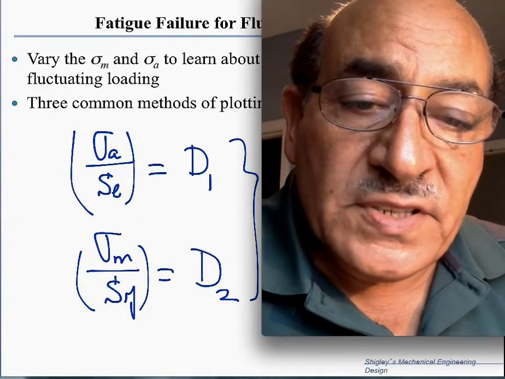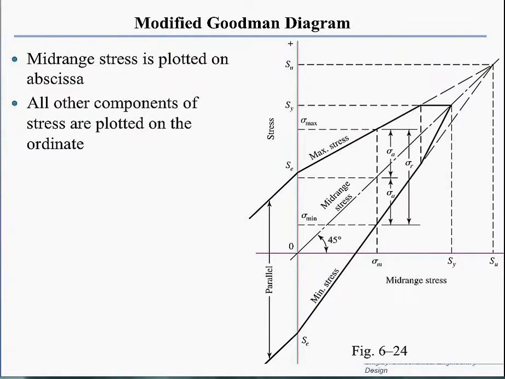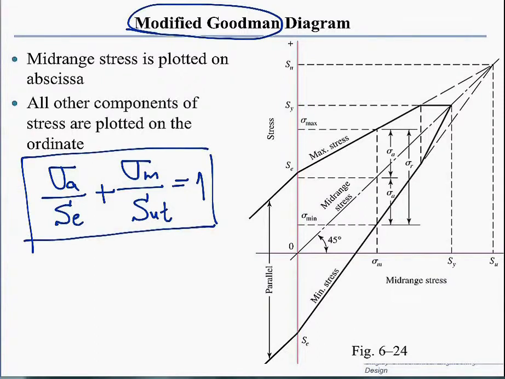So let's first look at the first method in this approach. The first method that we'll discuss is called the modified Goodman method. In the modified Goodman method, we would combine both of them in such a way that we would have sigma alternating divided by S endurance, for example, plus sigma mean divided by S ultimate strength of the material should be equal to 1. This will be our criterion for adding the damages.